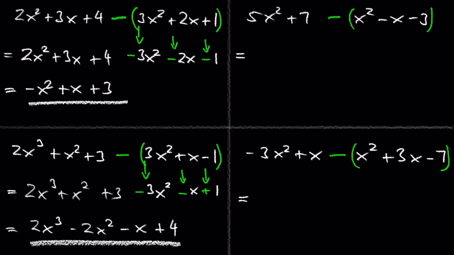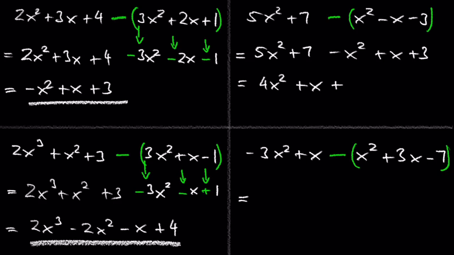In our next example, we keep the first polynomial and flip every sign in front of each term inside the parentheses. So we get negative x squared plus x plus 3. 5x squared minus x squared is 4x squared. We keep the x, and 7 plus 3 is 10.